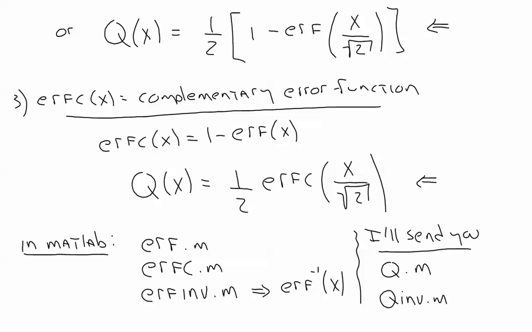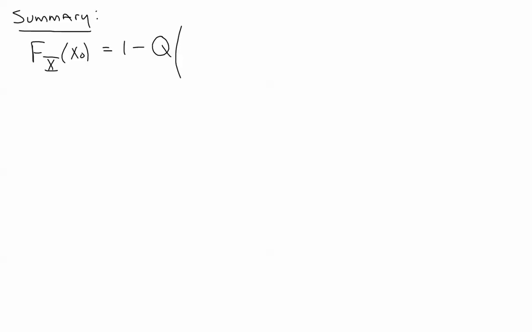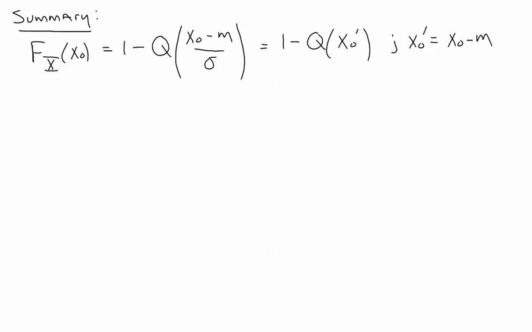So let's just do a quick summary here of the various ways of calculating the cumulative distribution function for a general Gaussian. Summary. The cumulative distribution function for a general Gaussian evaluated at x naught is 1 minus Q of x naught minus m over sigma. You can rewrite this as 1 minus Q of x naught prime, where x naught prime equals x naught minus m over sigma.